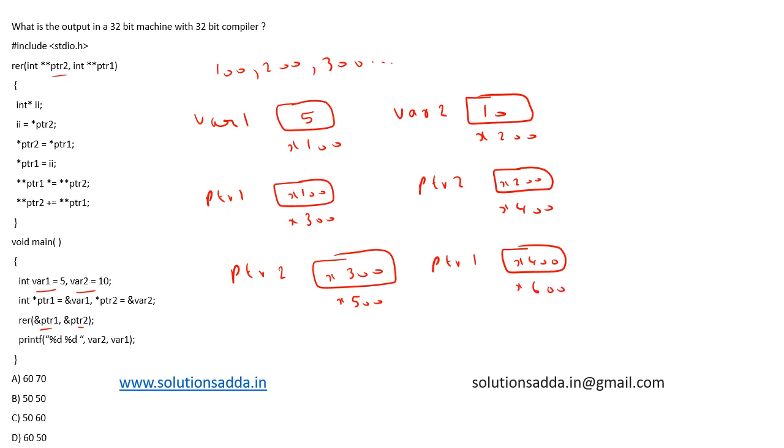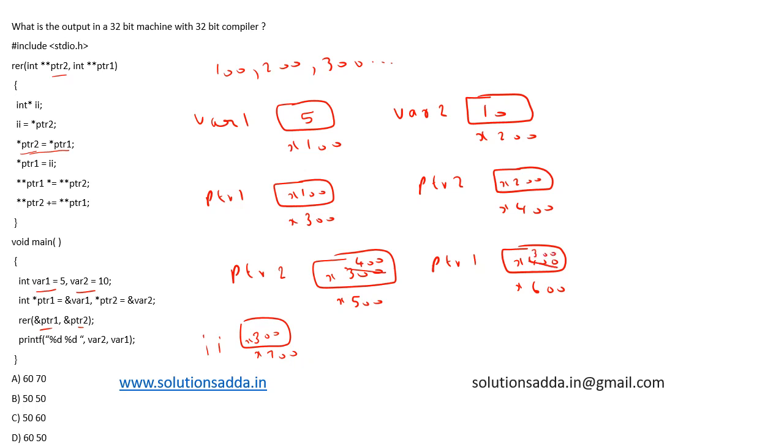The next step: there is one more pointer variable, ii. ii stores the value of ptr2. The value of ptr2 is 300, and it is stored in memory location 700. Now the next step, ptr2 will be storing the value of ptr1. So ptr2 will be storing the value of ptr1. Here we have value 400. The next step is the ii value will be stored into ptr1. Here we'll be having value 300.